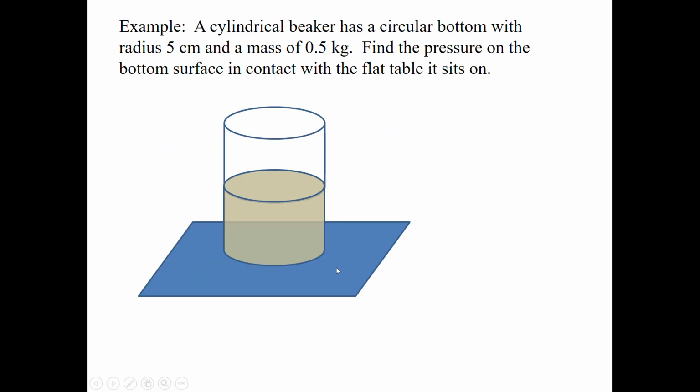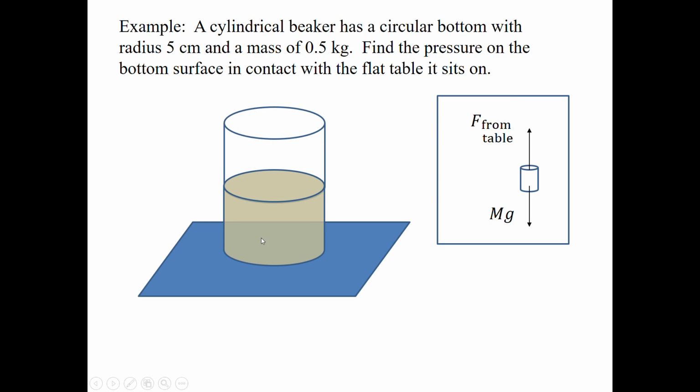Here's an example. Let's imagine we've got a cylinder full of water or some other liquid, and it's got a circular cross-section bottom. The table, or whatever it's resting on, is pushing upward on the cylindrical bottom, and I want to find the pressure on the bottom surface. To do that, I want to figure out the upward force from the table, and I can use a free body diagram for the cylinder itself. The two forces on it, the weight force and the upward force from the table, have to balance out because this thing is not accelerating, and therefore the force from the table is equal to the weight of the whole thing.